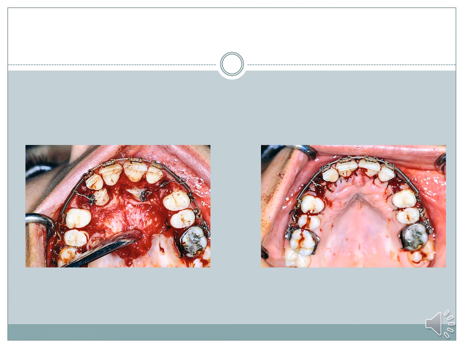So on the left picture you can clearly see the bracket is being placed on the impacted tooth and is tied to the arch wire on either side.